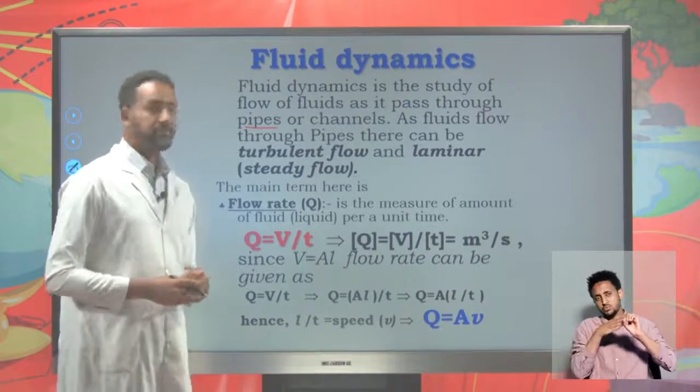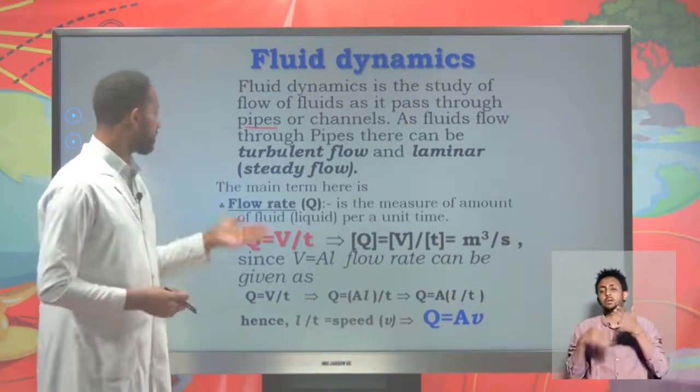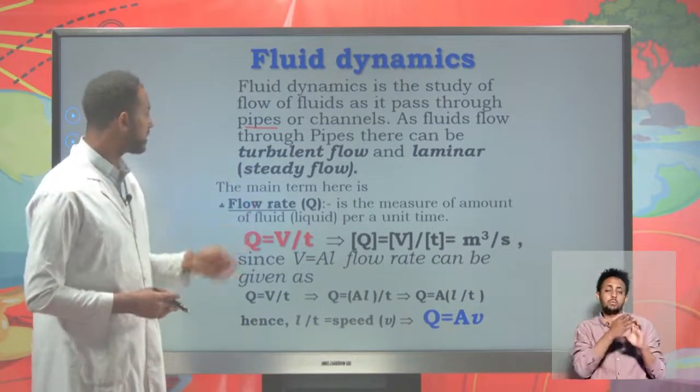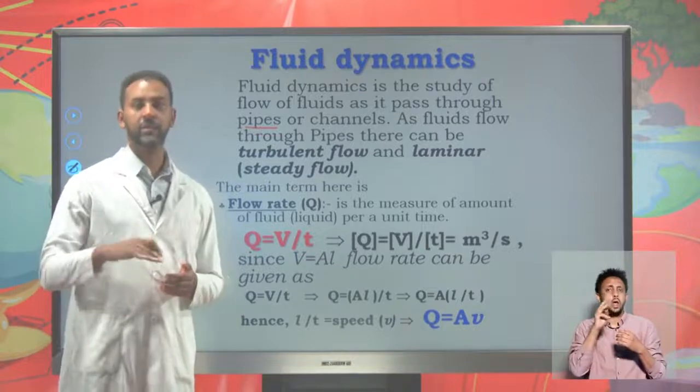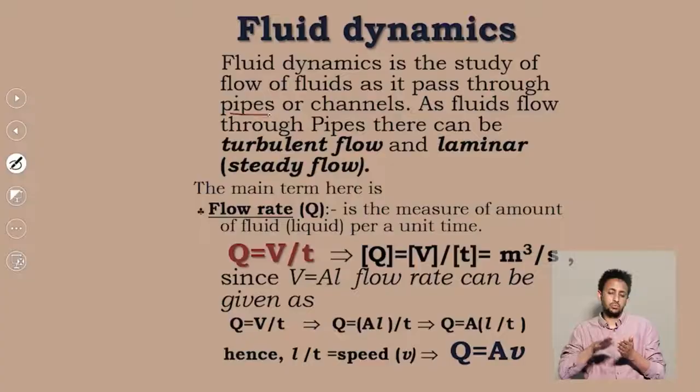And as fluids flow through pipes, there can be different types of flow. There will be a turbulent flow or irregular flow, or there might be a streamline or laminar flow, a uniform flow of fluids. We mainly focus on a uniform flow of fluids, okay? There might be, but a turbulent flow. And here we have main terms needed to discuss fluid dynamics.